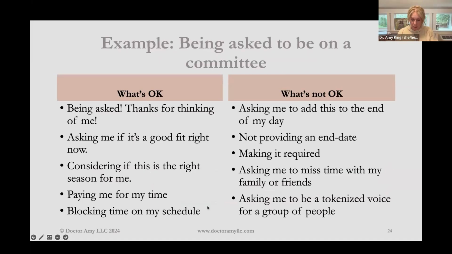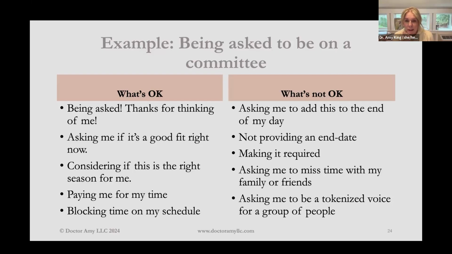I'll give you one more example, then I'm going to pause and I want to hear from all of you. So let's say you are asked to be on a committee. Before you even respond, I encourage you to do a little T-chart just like this, right? Of what's okay and what's not okay for you. And in fact, when I send the slides to Stephanie, I'll also send you this little boundary worksheet, because I find that it's really helpful to just write it down, if you're like me.